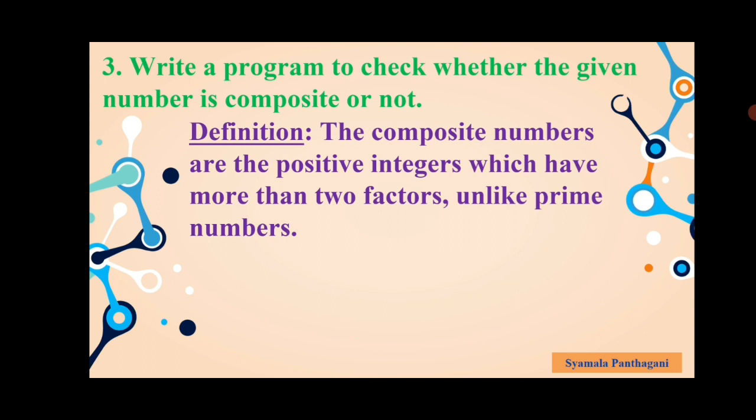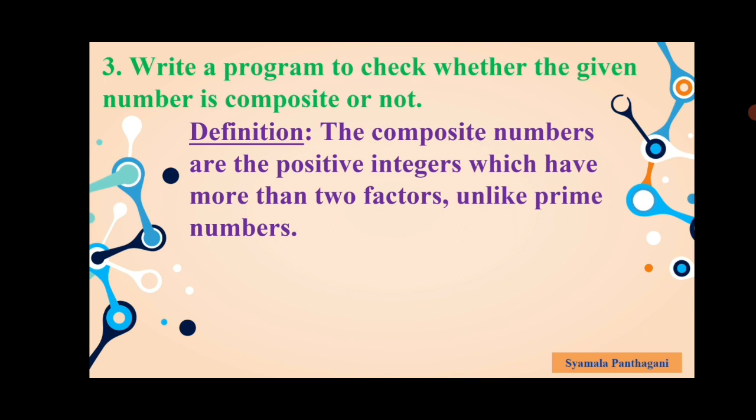What is a prime number? A number which is having one and itself as factors is called a prime number. But it is totally opposite for the composite number. A composite number is a number which is having factors except one and itself.